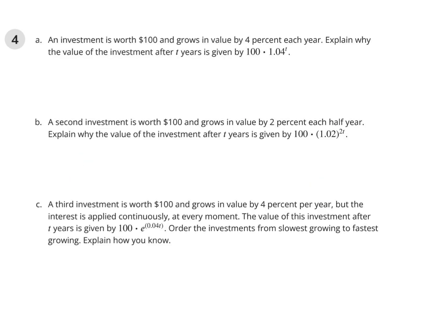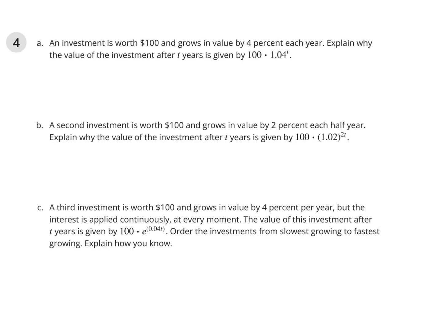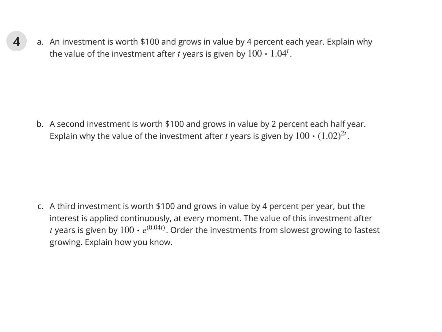Okay, so let's look at the next question. An investment is worth $100 and grows in value 4% each year. Explain why the value of the investment after t years is given by this. So 100 is your original amount, and this is your growth rate. Once you subtract the 1 out for the $100, that's 100%. You're left with 0.04, then you multiply it by 100, and that's how you get 4% growth.